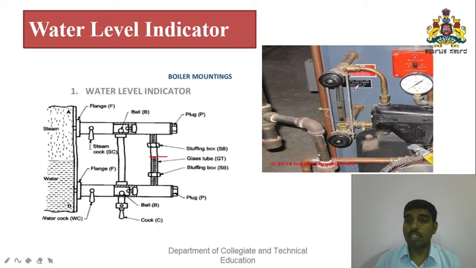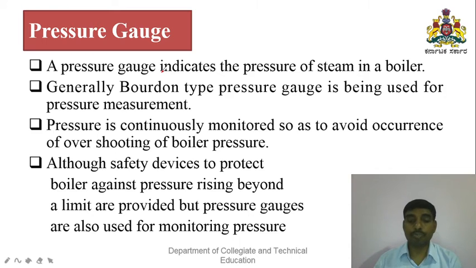So this is the 3D actual view of the water level indicator diagram. As you see, there are two of these. Here we have a valve, and another one is a valve. So this is the steam valve, and this is the water valve. This glass tube indicates how much level of water is inside the boiler. So this is the water level indicator.